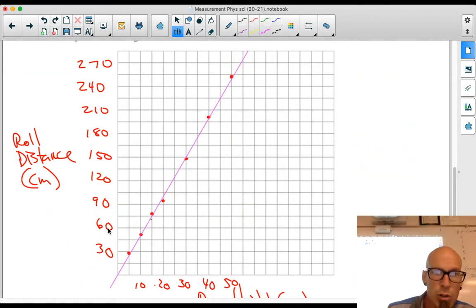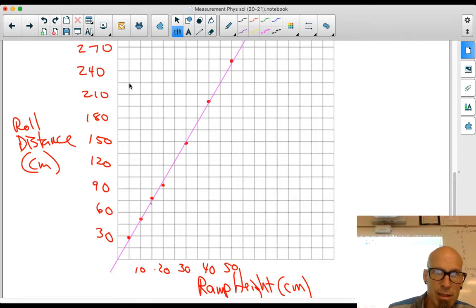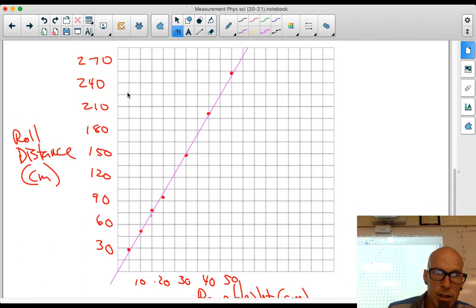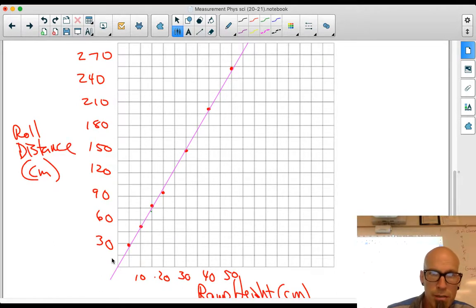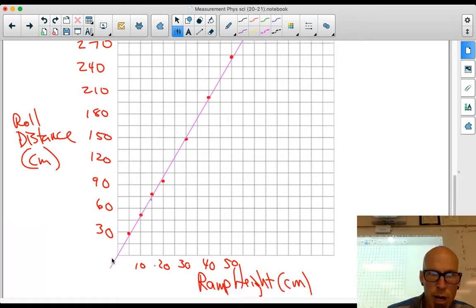So I couldn't go by 10s because I've only got 17 boxes, and that would only get me up to 170. So 20s, I didn't really want to go by 20s and shrink my data a bunch. So I went by 15s, which, I mean, it's not my favorite, but it worked. Plotted the points, drew the best fit, and here we are.